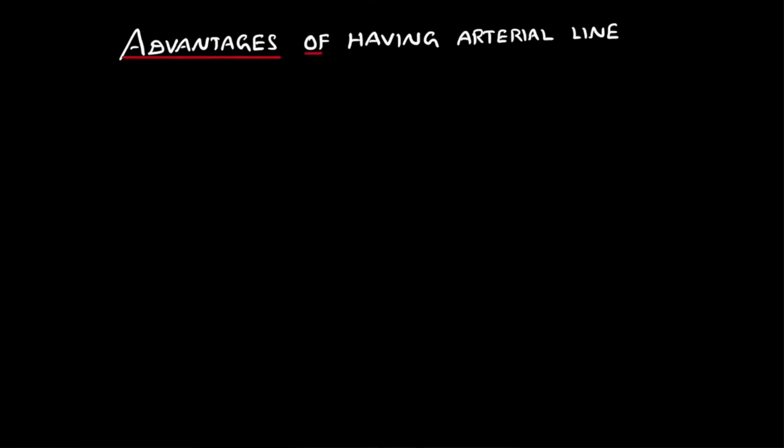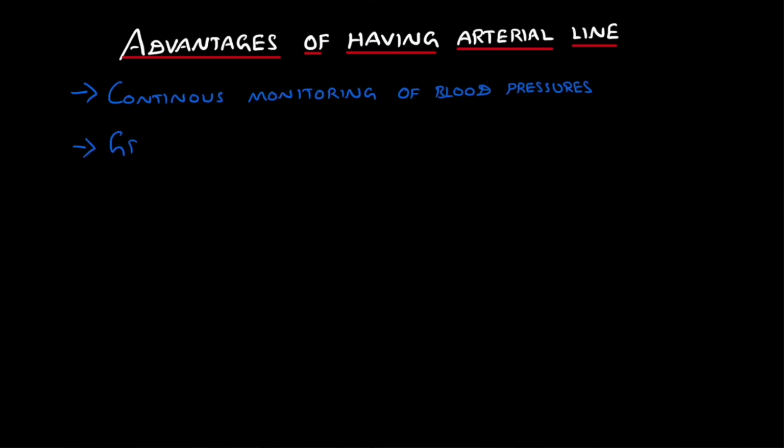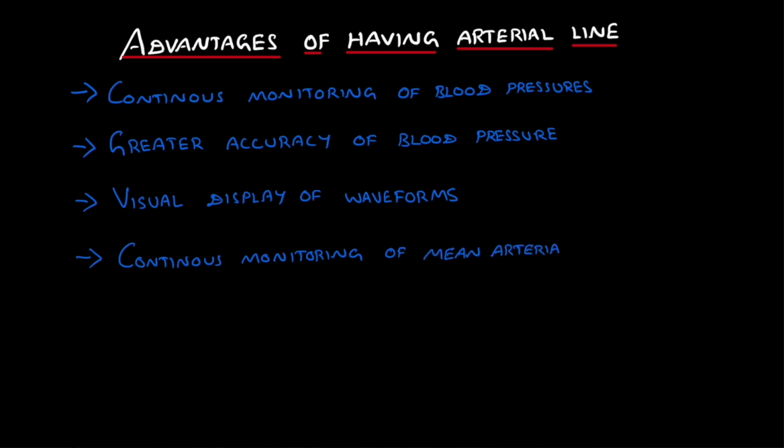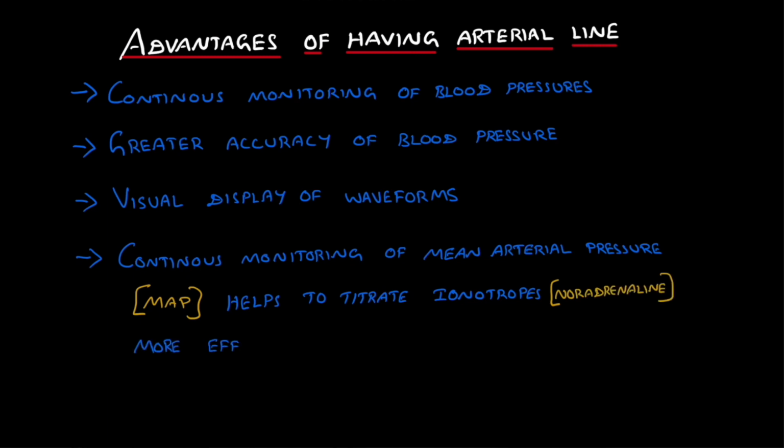Advantages of having arterial line. With arterial line, we can continuously measure the blood pressure, and also it gives greater accuracy of the blood pressure, and also it gives a visual display of the waveform. Arterial line gives us the measurement of MAP, which is mean arterial pressure, which helps us to titrate and stop the inotropes such as noradrenaline.